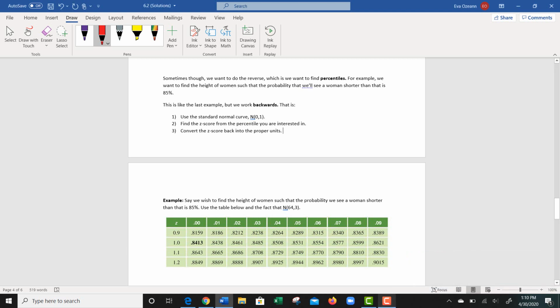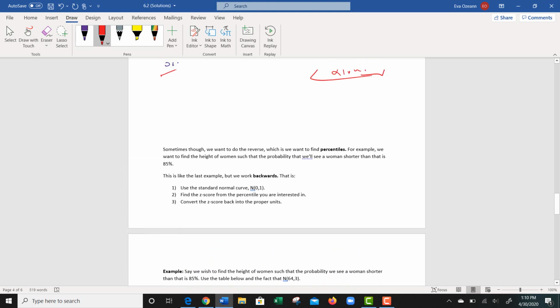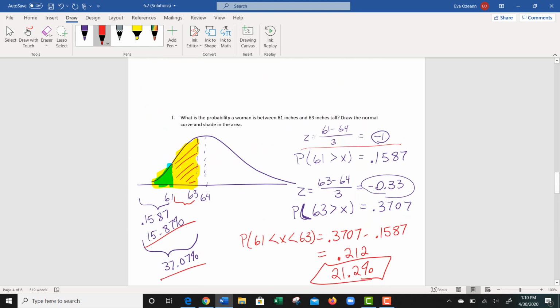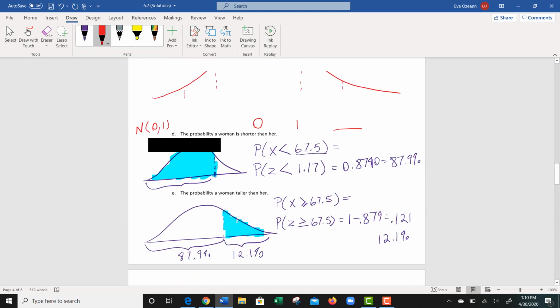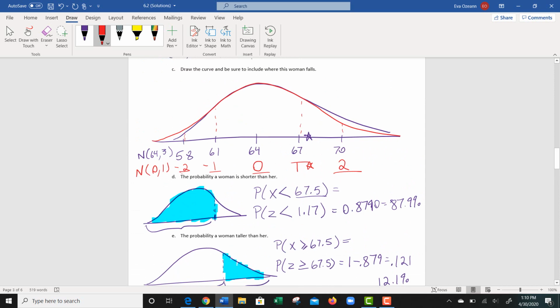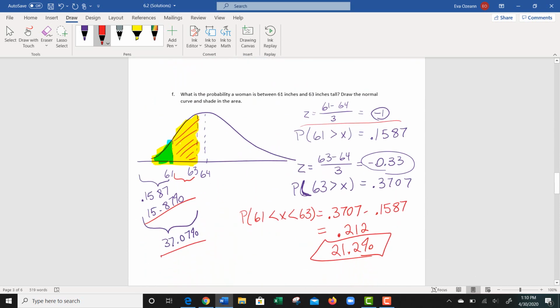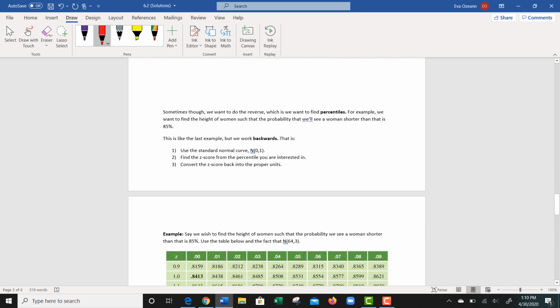All right, so we're continuing on in section 6.2. Remember to have your Z table and StatCrunch opened up. So what we looked at is being given some information about data and then working to find the probability that we see that. Now what we're going to be doing is looking at doing that backwards.